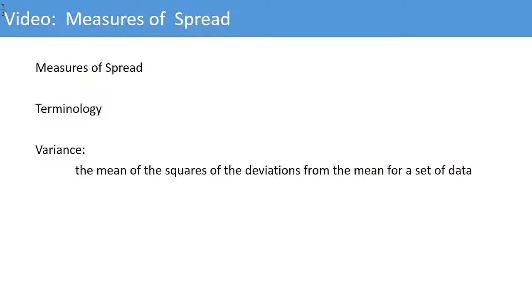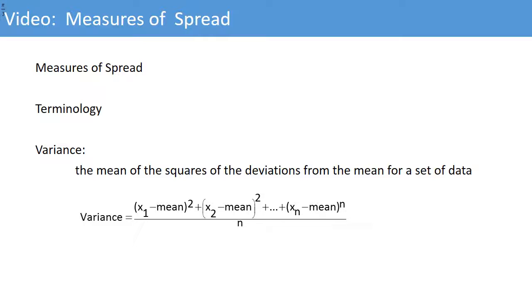The variance is the mean of the squares of the deviations from the mean for a set of data. The variance is equal to element 1 minus the mean squared plus the element 2 minus the mean to the exponent 2, and so on for all the elements in the set, divided by the number of elements.